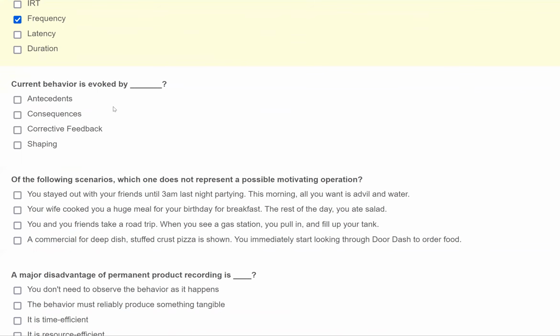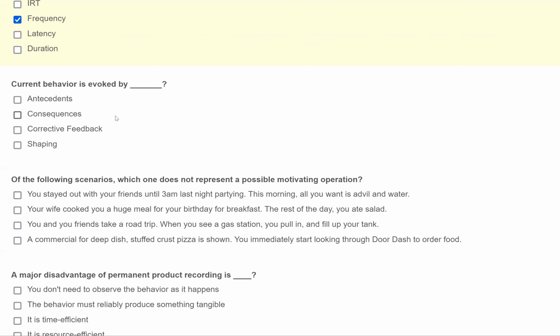Current behavior is evoked by blank. All right. RBT exam. Many questions, if you prepare and if you study well, are going to be easy. This can freak people out sometimes. They get panicked. They think the question is too easy. That just means you're well prepared.